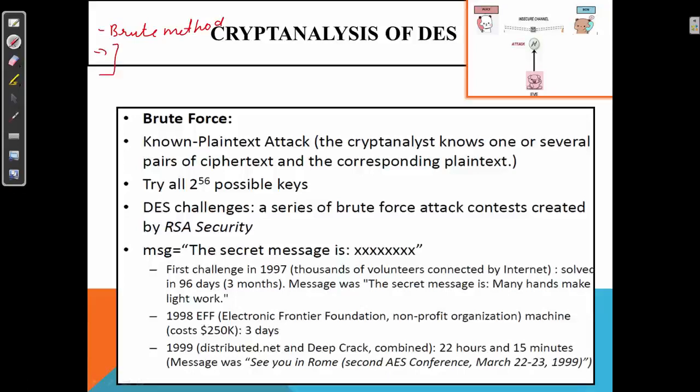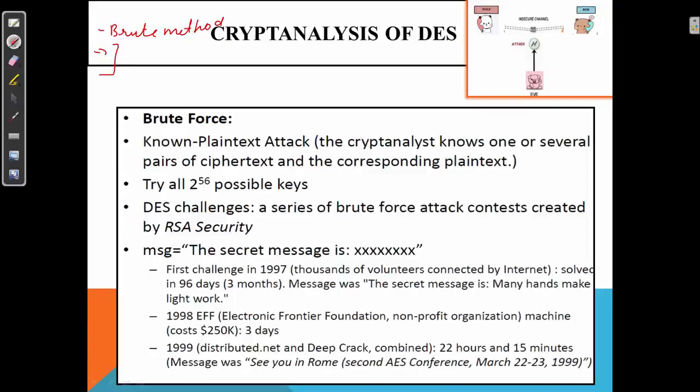So first we will talk about whether this brute force method works on DES or not. If we talk about the brute force method, there is the known plaintext attack. Known plaintext attack means the cryptanalyst knows one or several pairs of ciphertext and the corresponding plaintext.